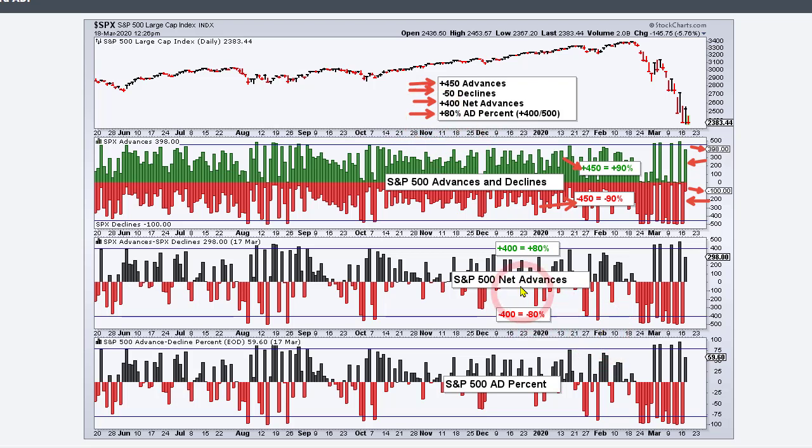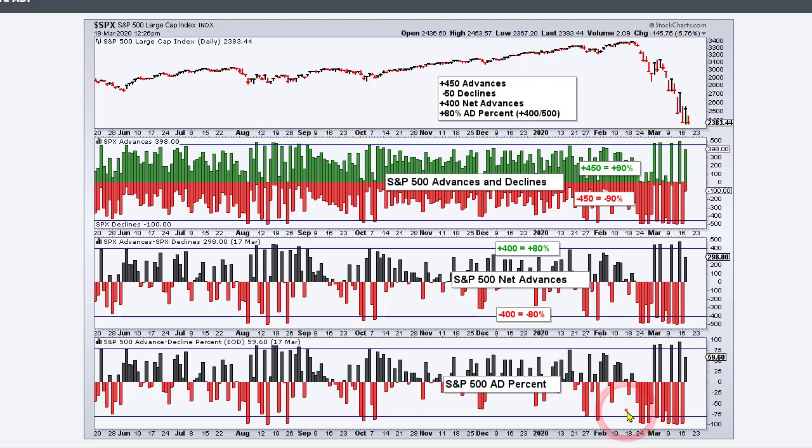So before we get to 80%, you can see net advances. When they get above plus 400, that shows a lot of upside participation. And when they get below minus 400, that shows a lot of downside participation. Now, the reason we use AD% is because it normalizes the indicator. You can't just use net advances because there are 600 stocks in the S&P SmallCap 600 and 100 stocks in the Nasdaq 100. So you need to divide by the total number of stocks to get a percentage, which is the percentage of net advances basically. And that is 80%.